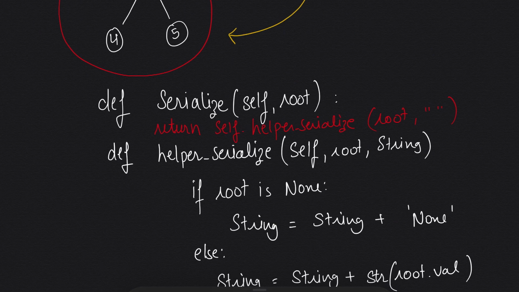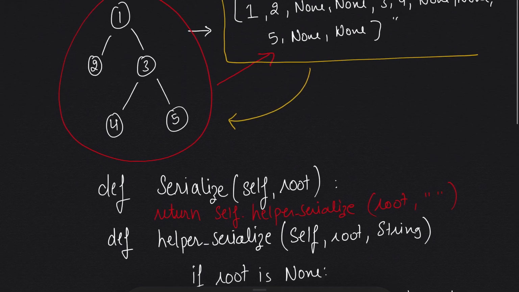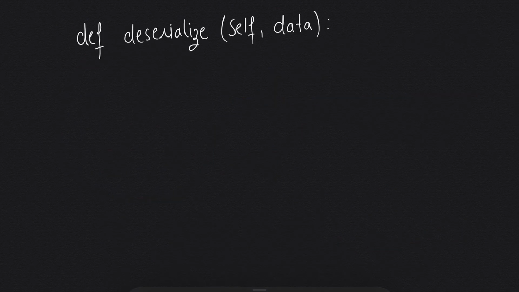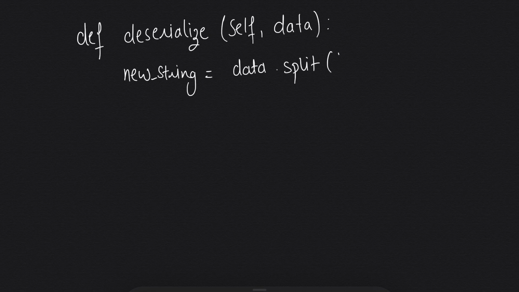Now comes the second part. When we are given a string, we need to convert it into a tree. So we are going with this function and we are going with a string. First of all, we need to convert that string into a list. For that, we will use the split function. So we are splitting the string at the comma.